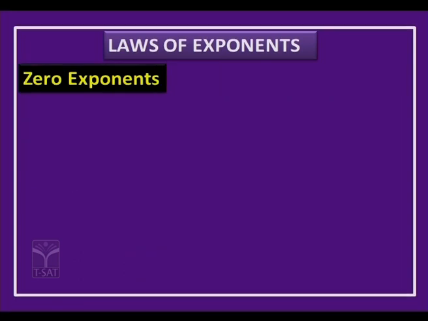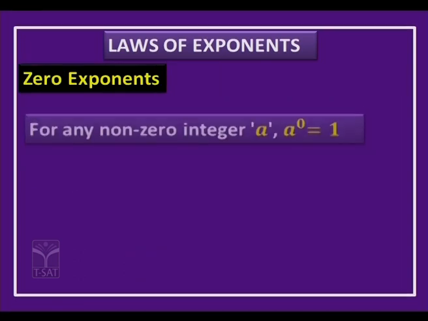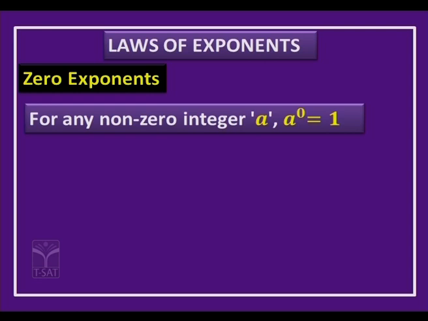Next, zero exponents. Let us see what is zero exponent. For any non-zero integer a, a power 0 is always 1. That means you take any non-zero integer, like for example, I am taking here 6 power 0, it is 1. I take 2 power 0, that is also 1. 1 to the power of 0, that is also 1. You take any non-zero integer, children. So, when it is raised to the power of 0, it is always equal to 1.